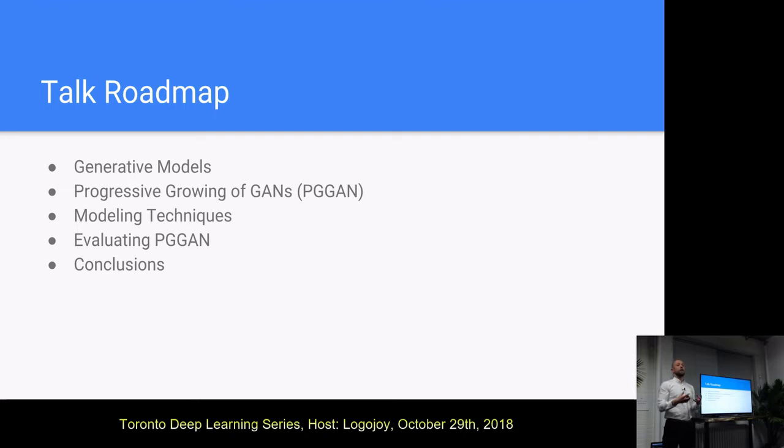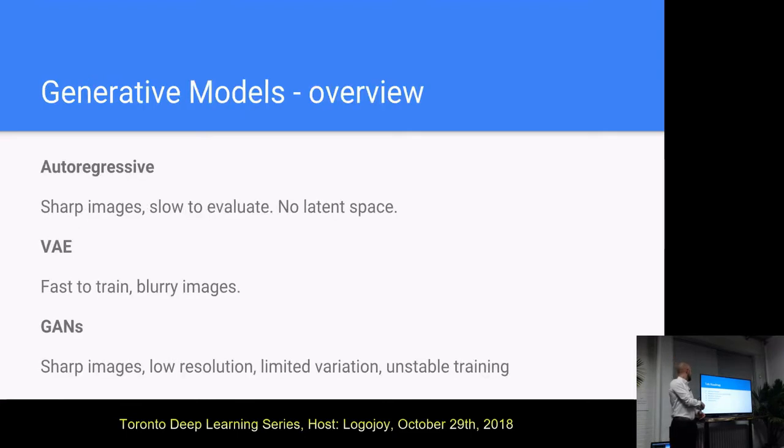And then we'll wrap up with conclusions, and I'll introduce some discussion points that we can dive into in the second half of the talk. So the way the authors present it, your initial problem is you want to generate high resolution images that look realistic and with good variation.